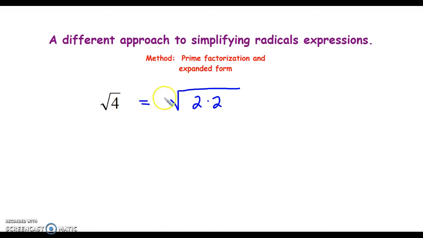Now, with a square root, you know your index is 2. So what that's telling you is to get anything out from underneath the radical sign, you've got to pair them up. If you pair them up, they come out from under the radical sign. A pairing of 2 comes out as 1. Okay? So if you can pair up 2, it comes out from underneath the radical sign. So let's try that again.